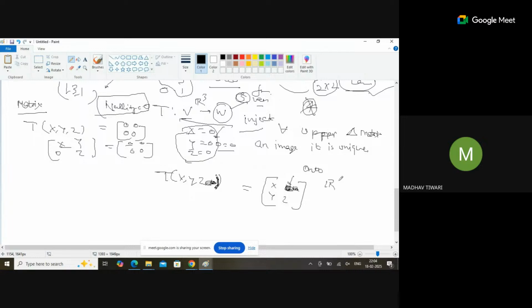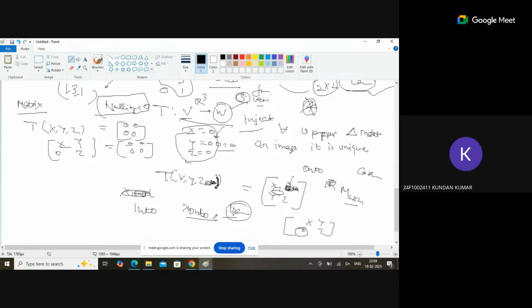It is a matrix of 2 by 2 now, and the codomain is all such matrices. So upper triangular, let's see, X, Y, Z are there, and this is 0. We only have images for those matrices which are upper triangular. We don't have images for other matrices. So that's why it is not onto, it is into.